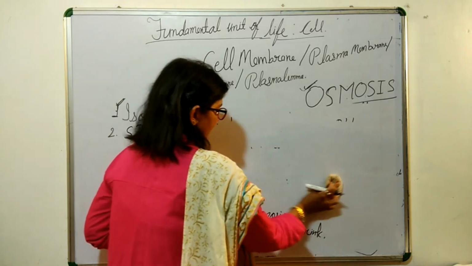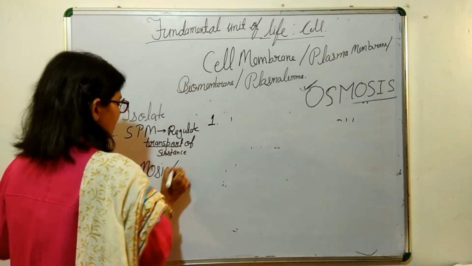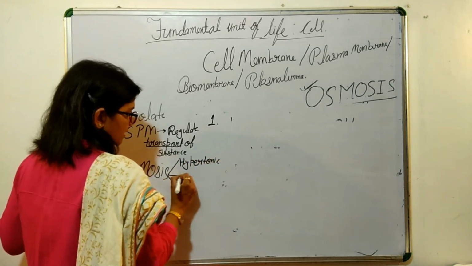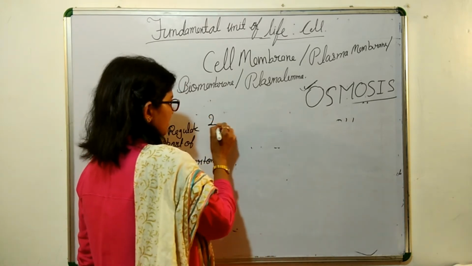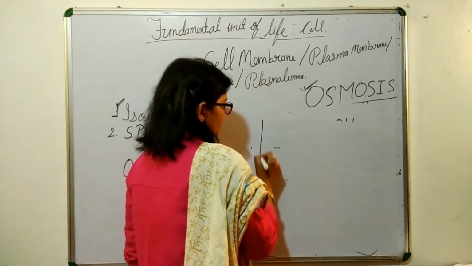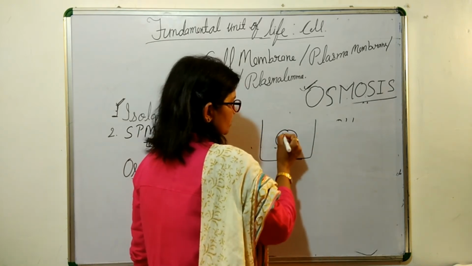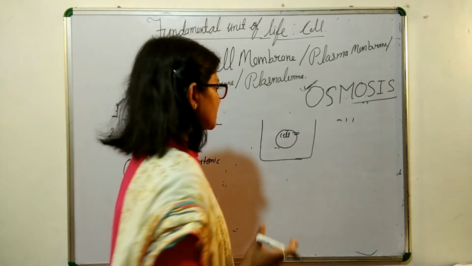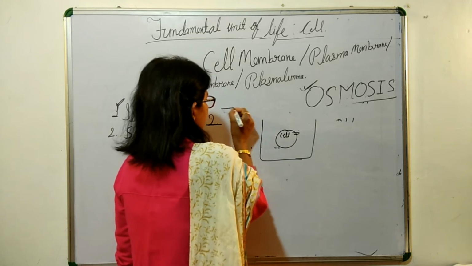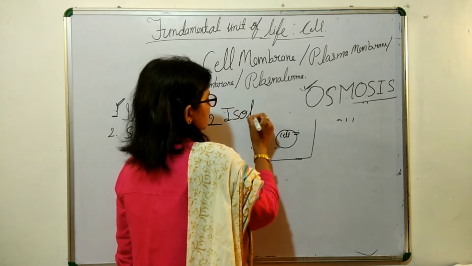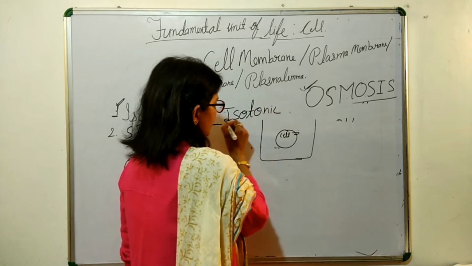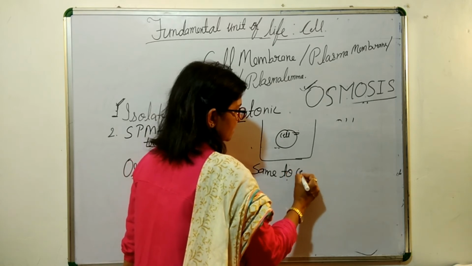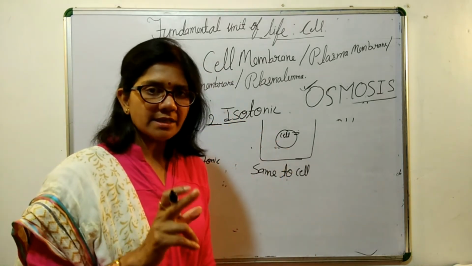So first it was the hypertonic solution. Now the second situation: if your cell is kept in a solution having the same concentration as the external environment, here the concentration is the same. That solution is known as isotonic. Iso means same, so same to the cell. Then the solution is said to be isotonic.